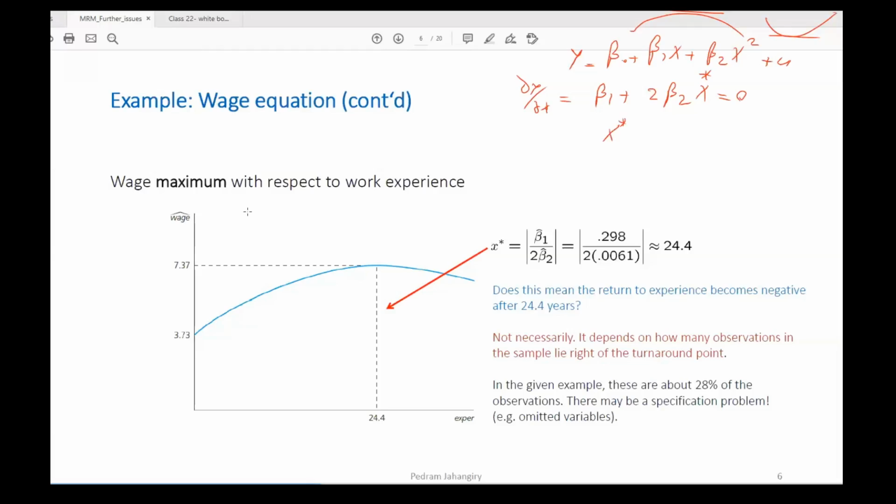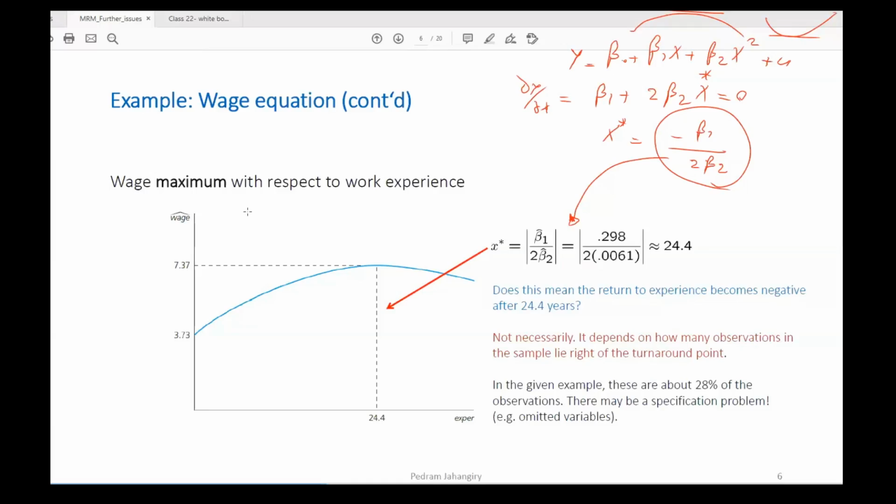When I put it as star, it means the optimal, minimum or maximum, it depends on the sign of beta 2. It's going to be equal to minus beta 1 divided by 2 beta 2, right? So instead of using this negative or positive sign, we don't care about the signs. We just look at the absolute value. So the absolute value of beta 1 divided by 2 beta 2. And beta 1, beta 2 are unobservable, so we will look at the hat version, the estimated version.